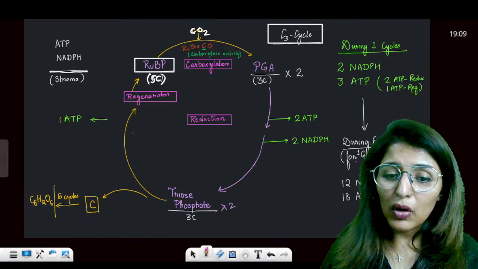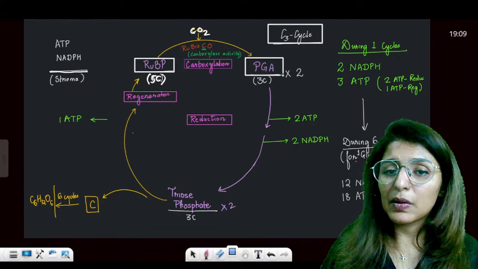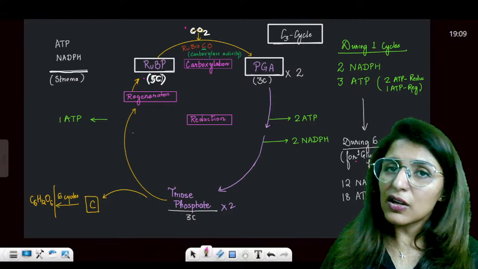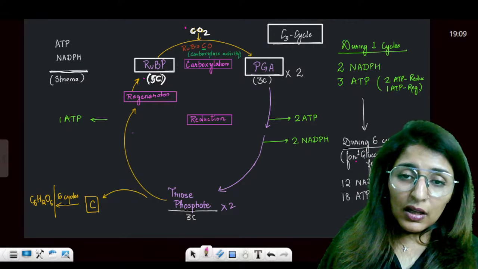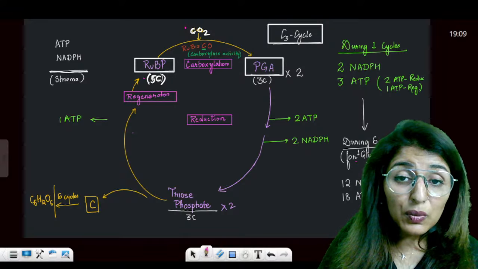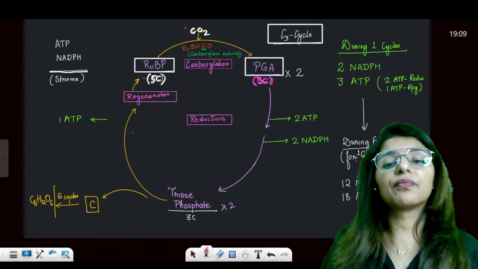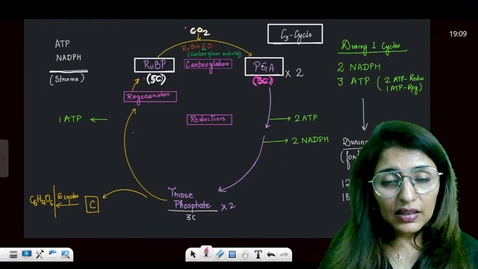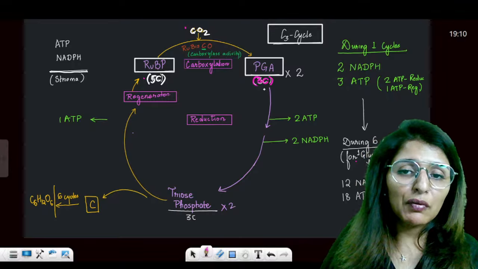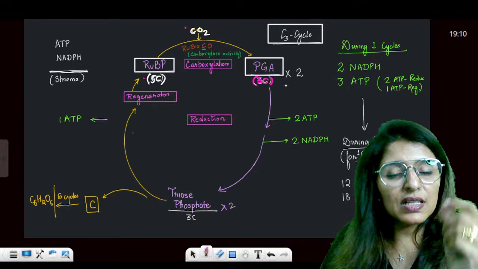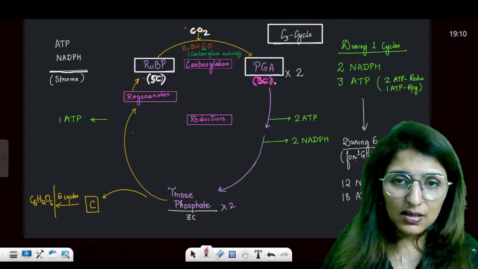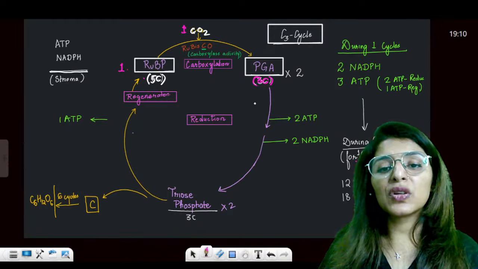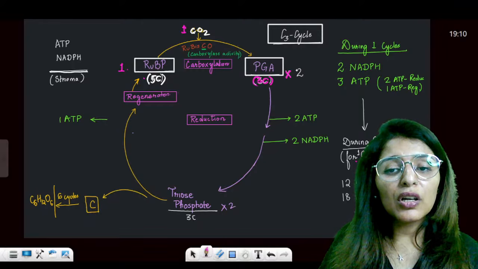Yes or no? Now the molecule formed here should be a 6-carbon compound, right? There is 5 and this is 1, total 6. But instead of forming a 6-carbon compound, the reaction produces 2 molecules which are 3-carbon compounds each. The molecule is PGA, phosphoglyceric acid. 2 molecules of PGA are formed. So 2 molecules of 3-carbon compounds equal 6, and that's how it gets compensated. So 1 molecule of RuBP joins 1 molecule of CO2 and results in the formation of 2 molecules of PGA.